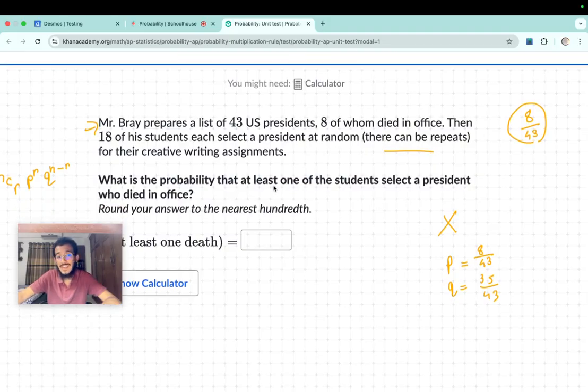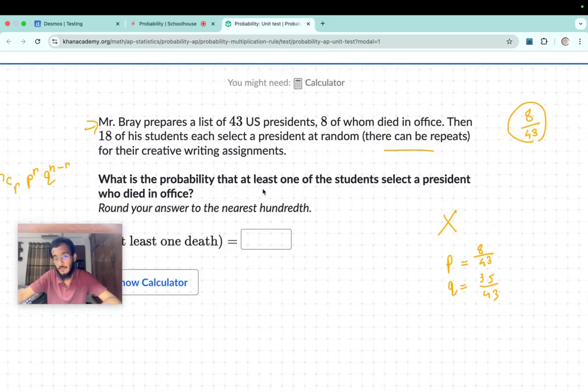So what is the probability that at least one of them, which means you have to include 1 and 2 and all the way up until 18 of his students will select a president at random. There can be repeats, which means the probability will stay constant for success and failure. So we're trying to find the probability of x is at least, so greater than or equal to 1.